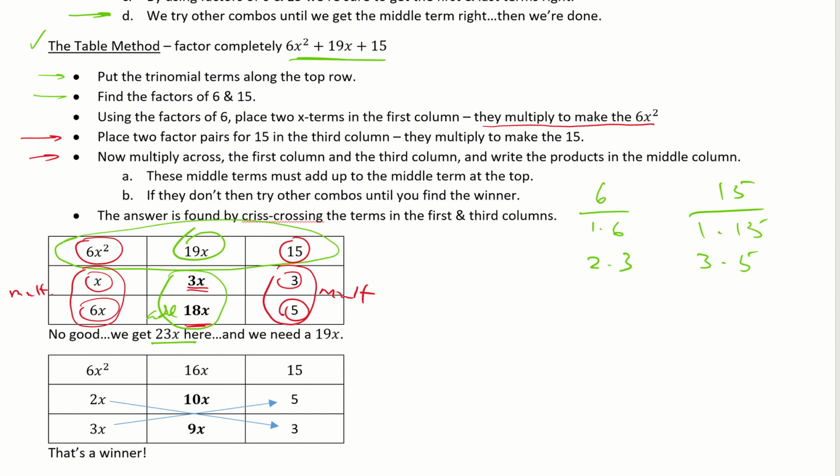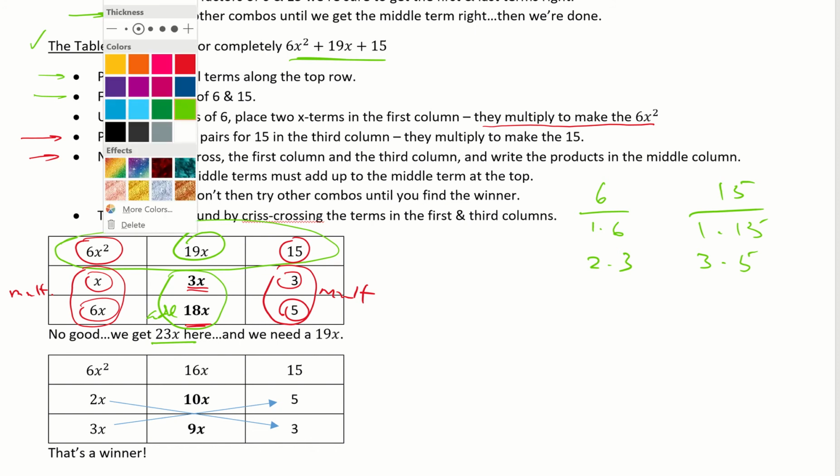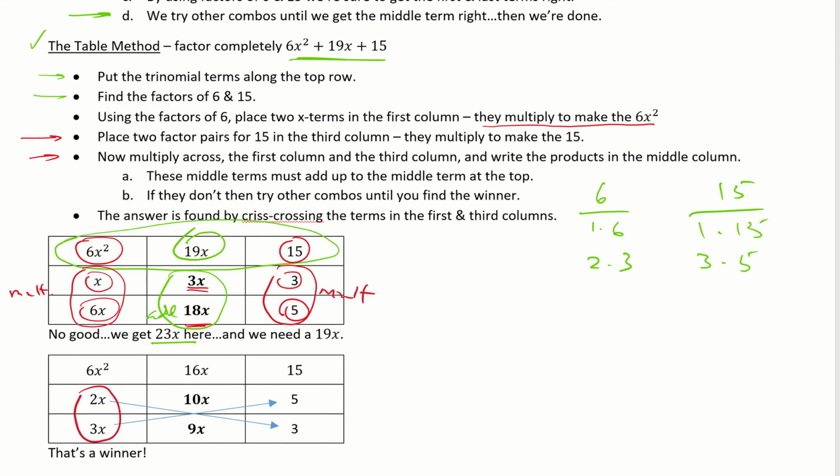So what do you have to do? Well, you got to try other combinations. So for example, instead of 1x and 6x, how about 2x and 3x? They multiply to make 6x squared, check. How about 5 and 3 in this order maybe? They multiply to make 15, check.